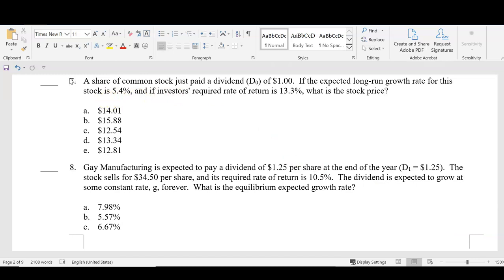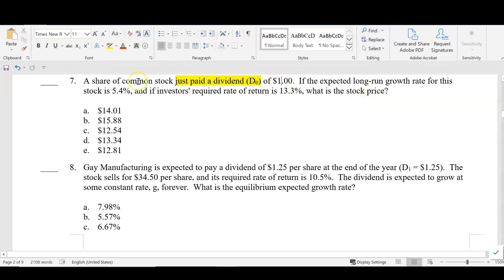Okay, all right, let's look at question 7 first. We have a common stock that just paid a dividend. Note that here, just paid tells us that this dividend is D0, not D1, and it's $1. If the expected long-term growth rate for this stock is 5.4%, if the investor's required rate of return is 13.3%, what is the stock price?